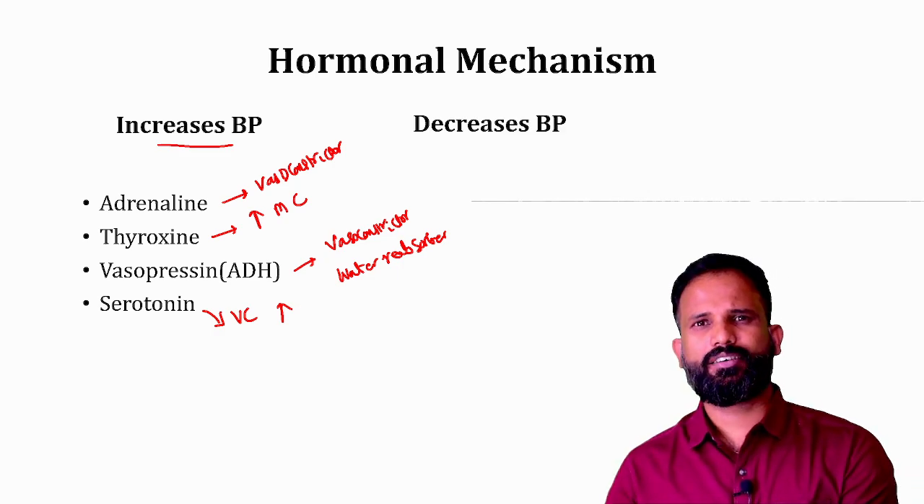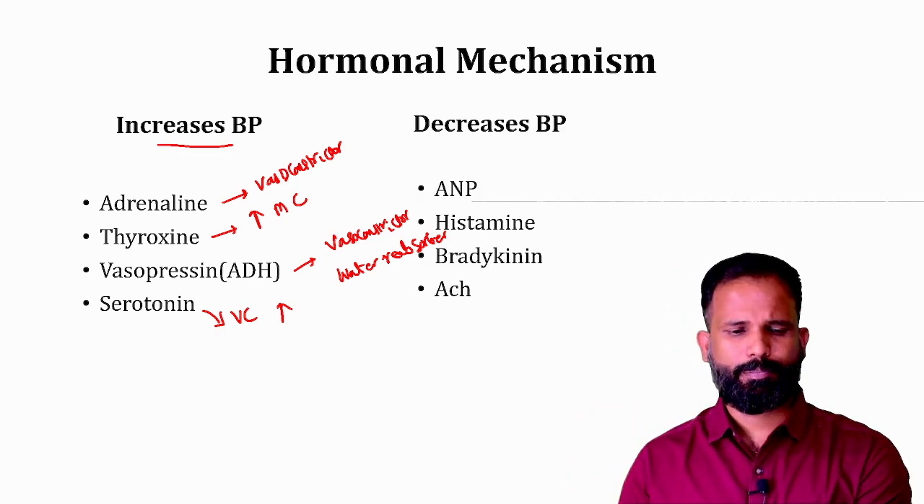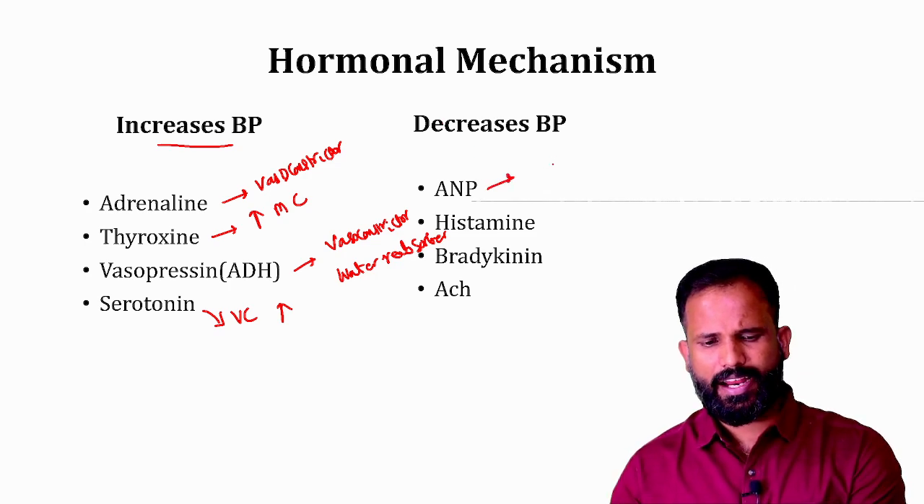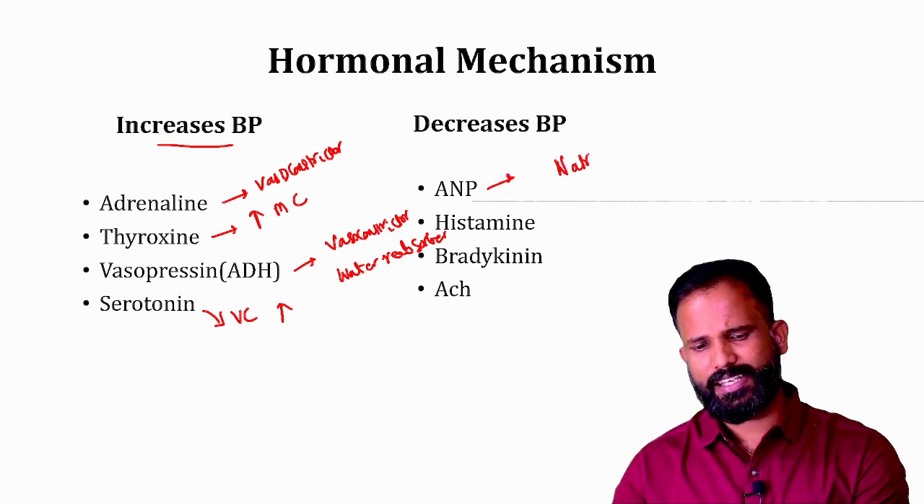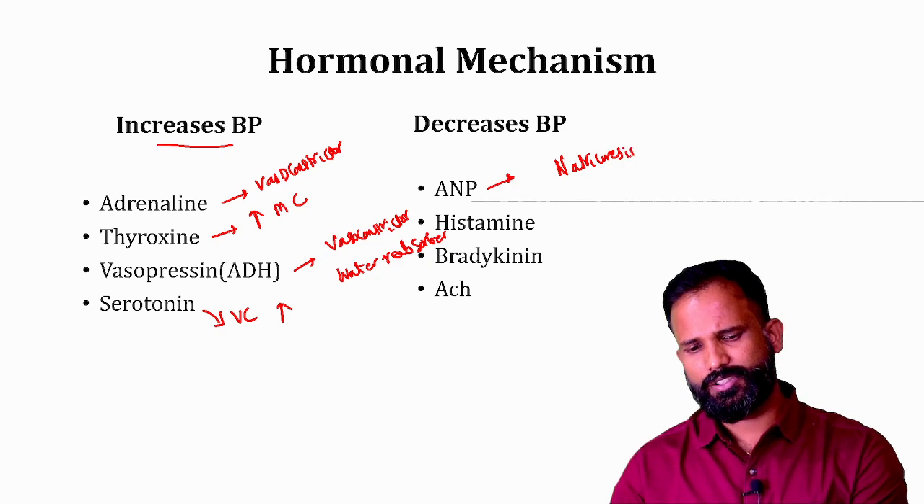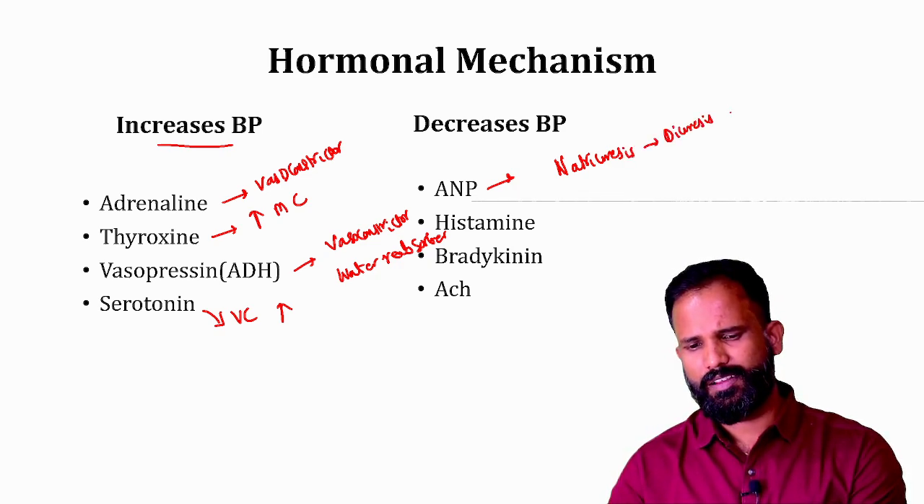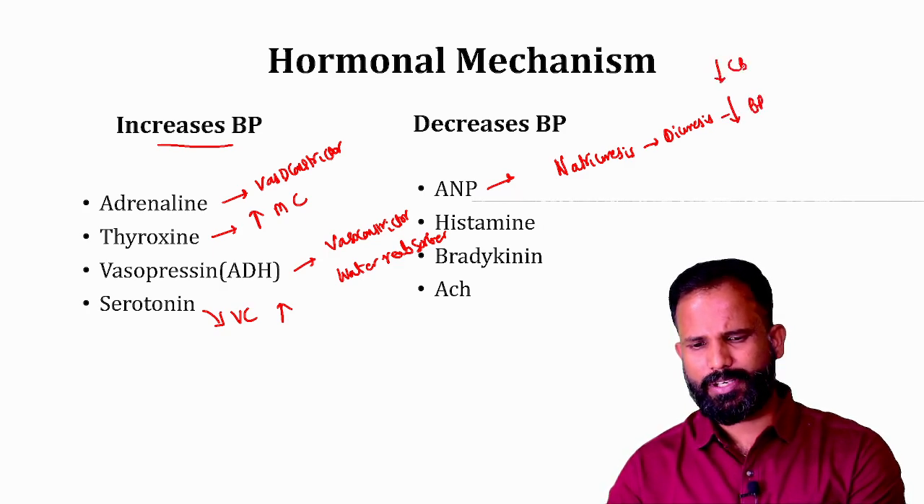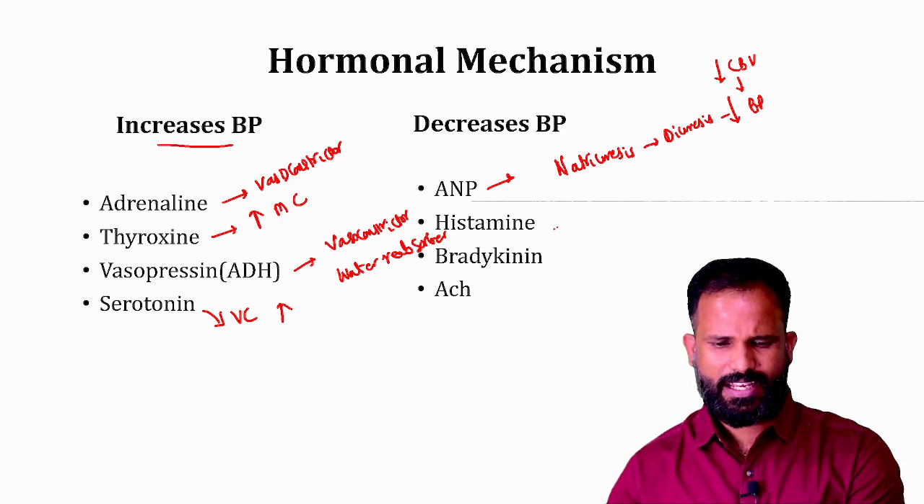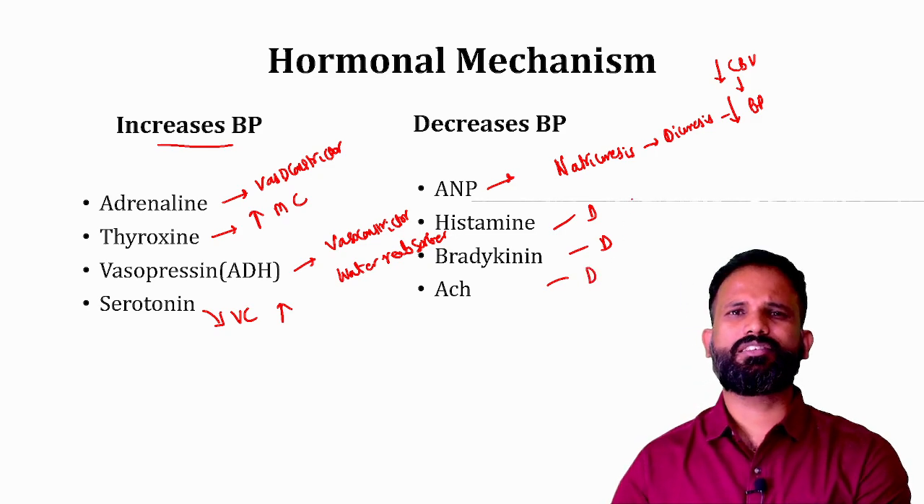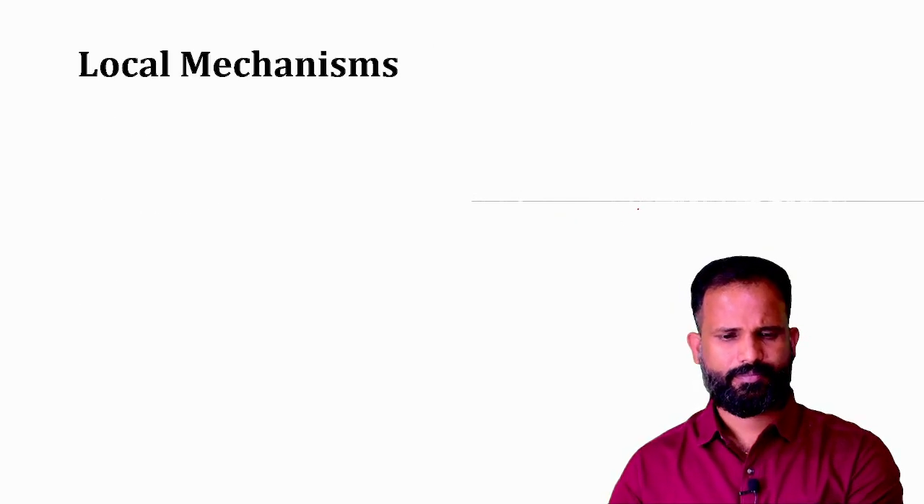Coming to the hormones which decrease the BP. Atrial natriuretic peptide, which causes natriuresis. So nothing but the diuresis, which decreases the blood pressure because circulatory blood volume is reduced. Histamine is a dilator, bradykinin is a dilator, acetylcholine is a dilator. All these cause decrease in blood pressure.